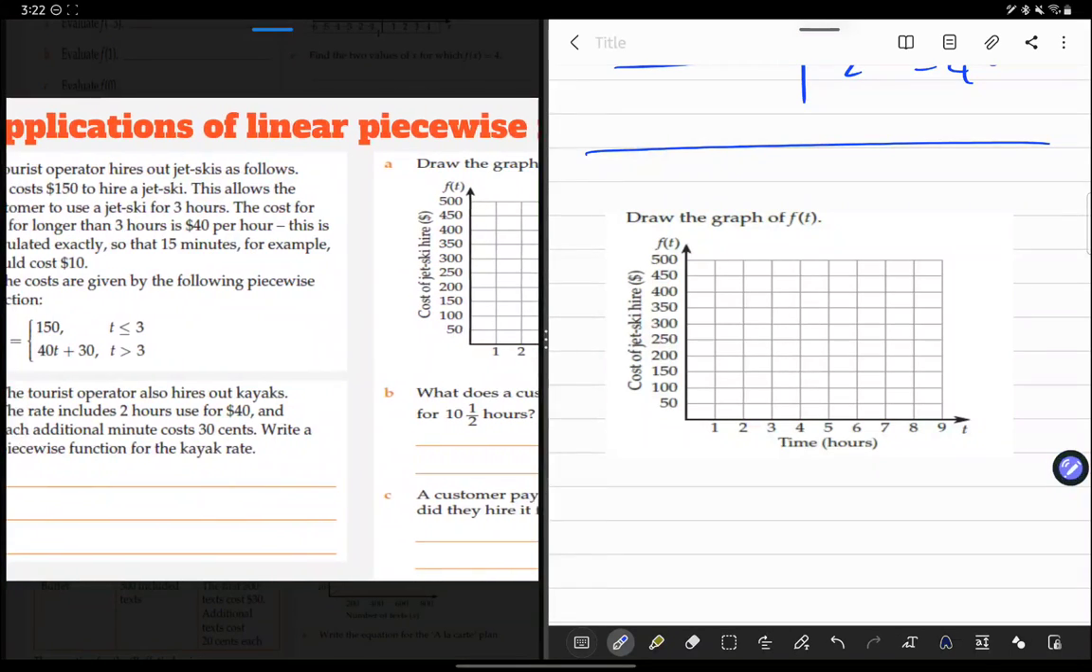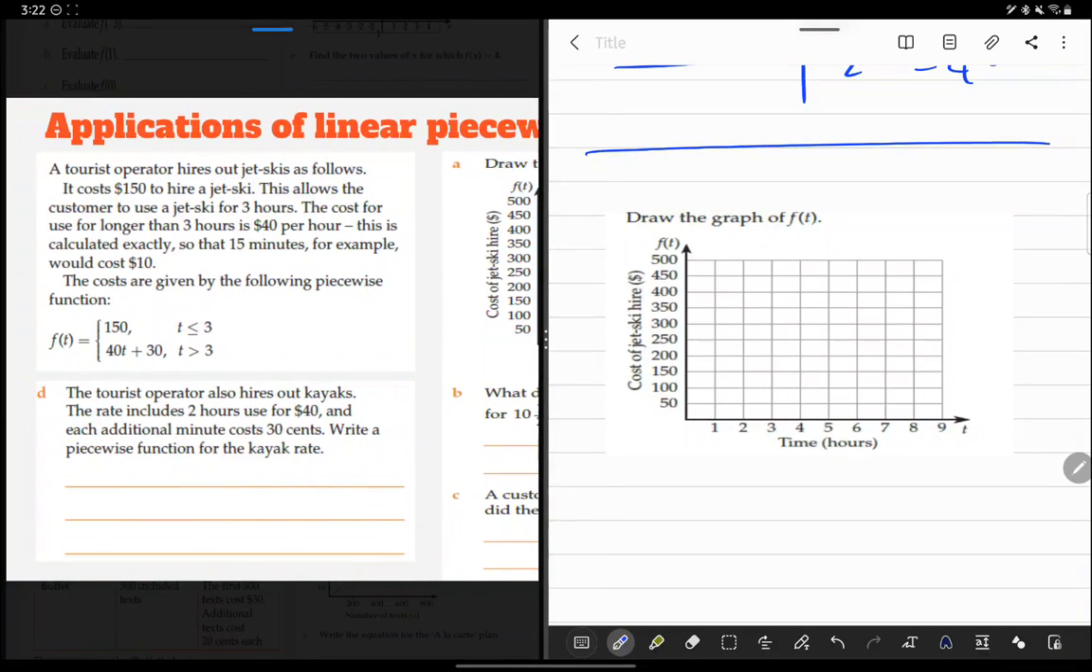Okay, let's draw the graph. Up to t equals 3, we know it's 150. So we have this straight line here, just straight at 150. Now from here on out, it's 40t plus 30. So I wonder what it is at 3. Let's put 3 into t. 40 times 3 plus 30, which is 120 plus 30, which is 150. Okay, cool. So we know it links up, and from that point it goes upwards.